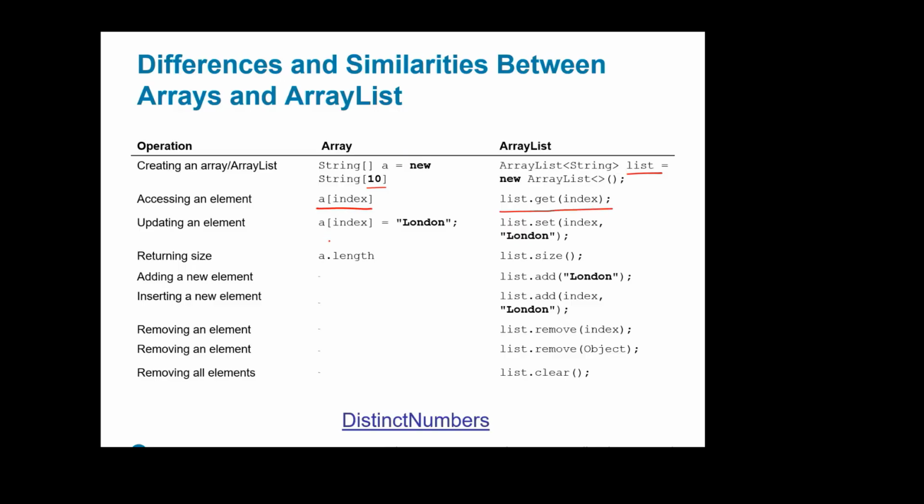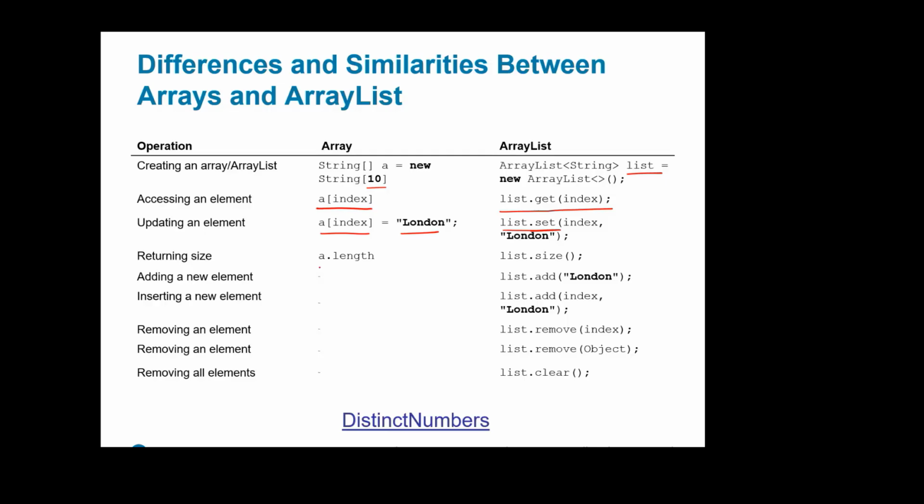Then if you want to update something on a particular index, or you want to change a value at a particular index, you can say A of index is equal to London. And in ArrayList, you can say list.set. So get and set methods are already defined in that class implementation. We are just now creating an object and we are borrowing those methods. So we can directly use those methods.